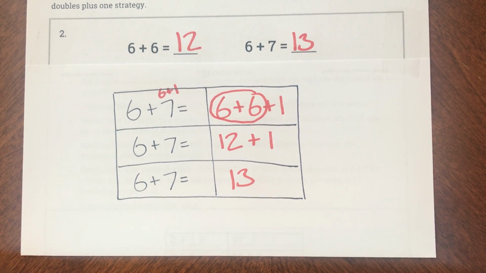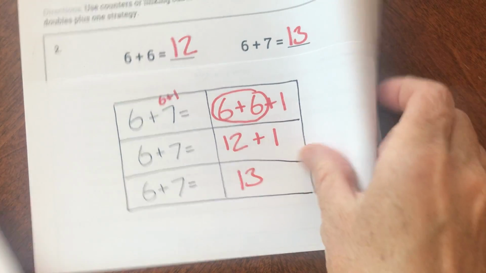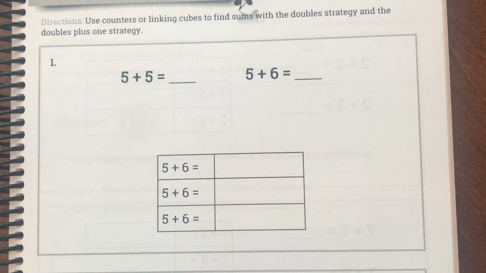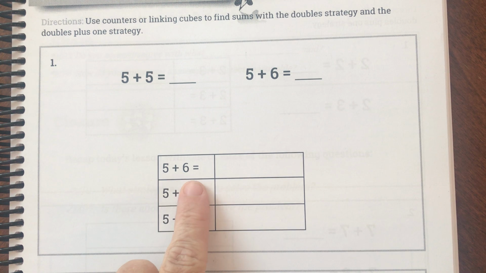Okay, let's try some of these together, because I know that once we get used to them, they'll seem easy, but at first they're really, really tricky. Okay, we're on page 196. And here is our first one. Okay, so our equation is 5 plus 6. Well, what do we know?